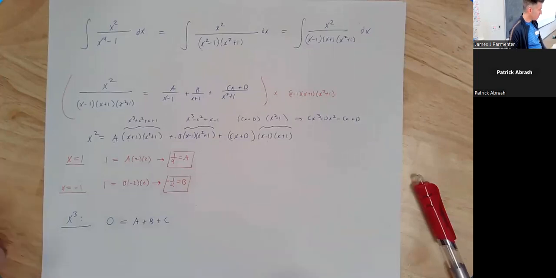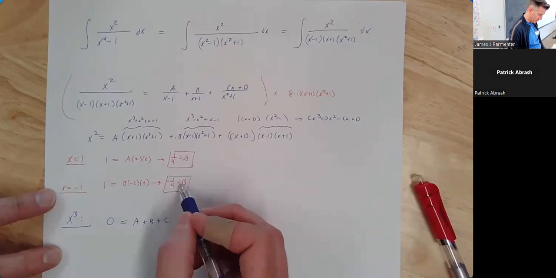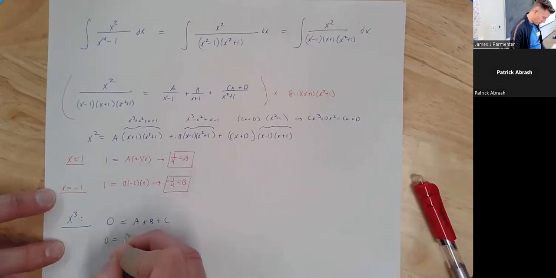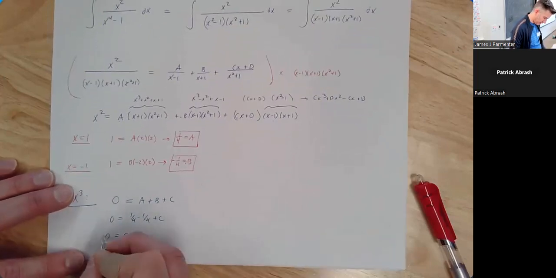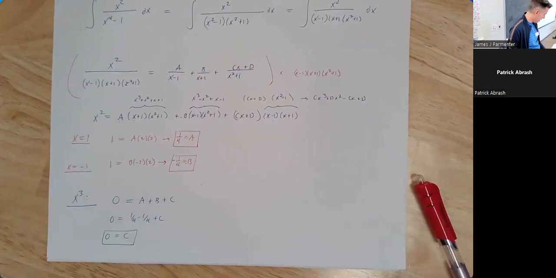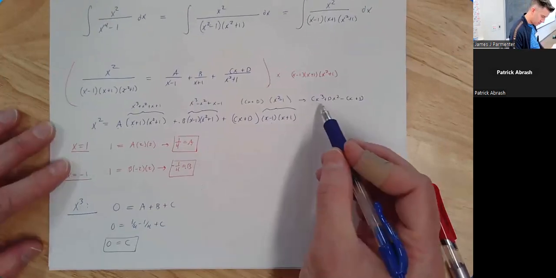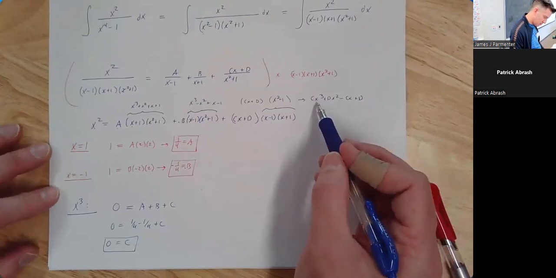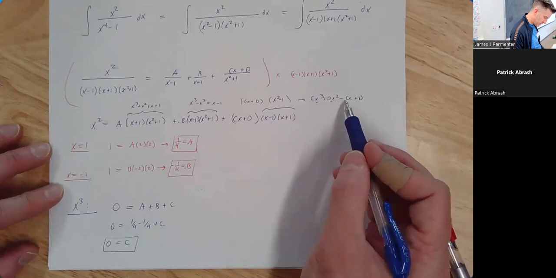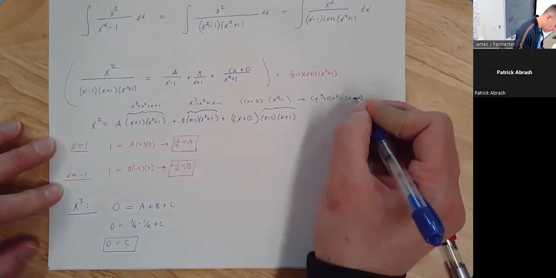But I know A and B. A is 1/4, B is negative 1/4. So I have 0 equal to 1/4 minus 1/4 plus C. So what's C going to be? Kind of unexcitingly 0. And then I move down to the next highest power. Does that say, all the way at the end when you multiply Cx plus D times x squared minus 1, Cx cubed plus Dx squared minus Cx, and it should be minus D. Thank you.